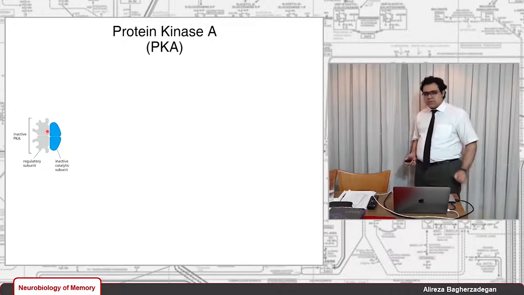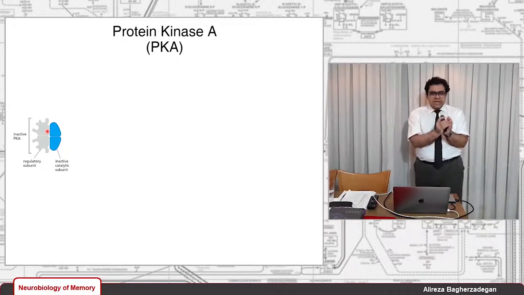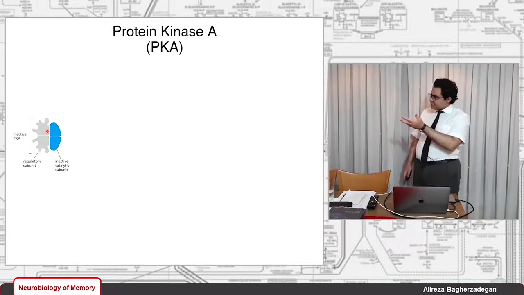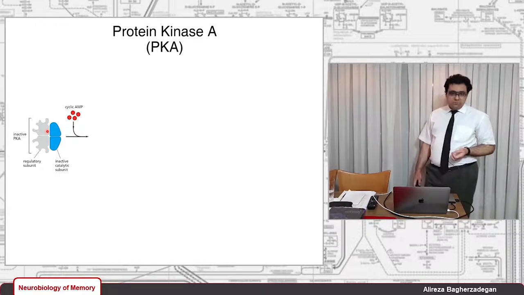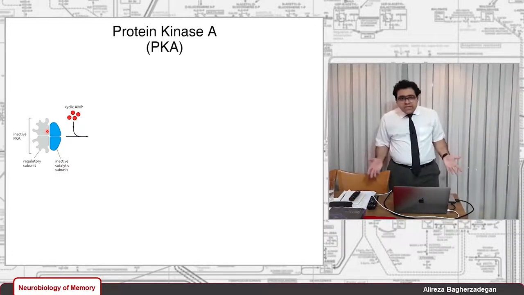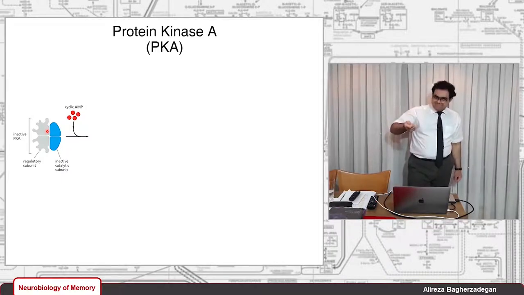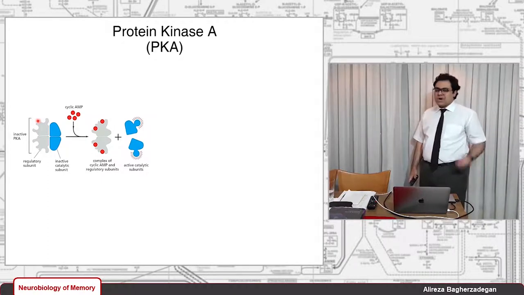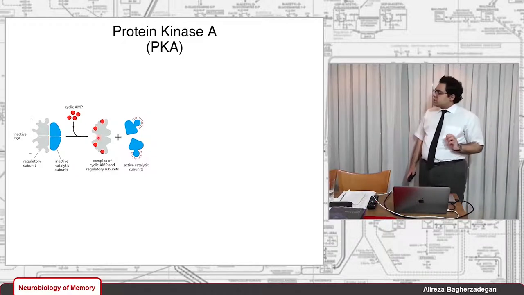Until these regulatory subunits are detached, the catalytic subunits are going to stay inactive and they cannot interact with other proteins. So what detaches these regulatory subunits? cAMP. Cyclic AMP, which I introduced, is a second messenger. It acts as a key. When cyclic AMP is released in the cell, look at these two holes. These holes are called cyclic nucleotide binding pockets or binding sites. We have two cAMP binding sites in each regulatory subunit. So in order to release these two catalytic subunits, we need four of these cyclic AMPs. Two for one and two for the other.